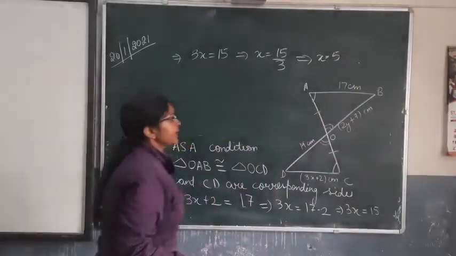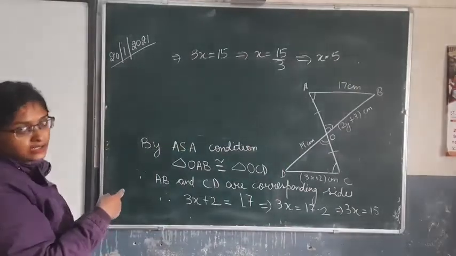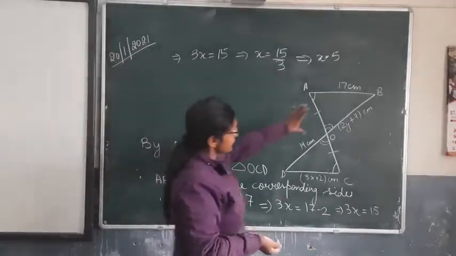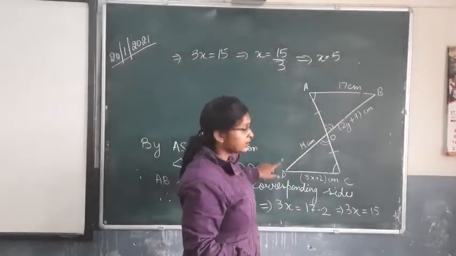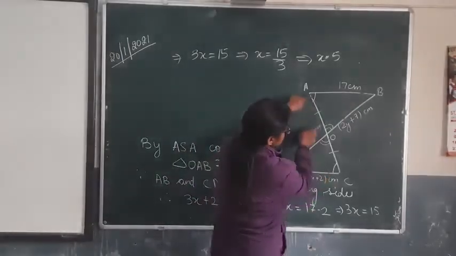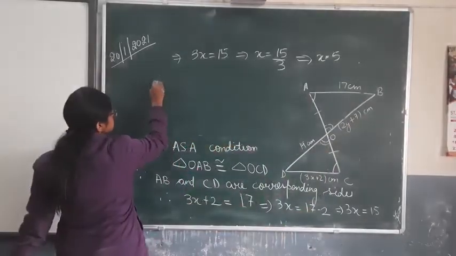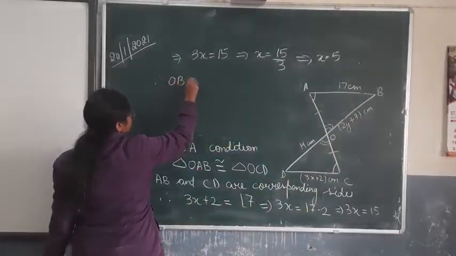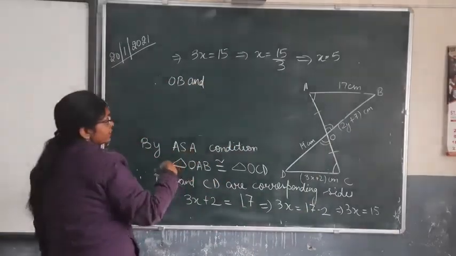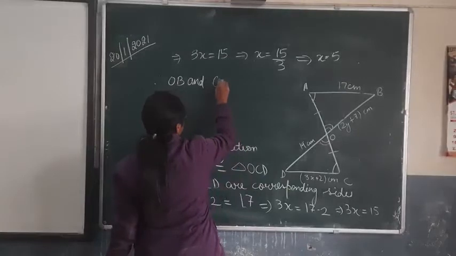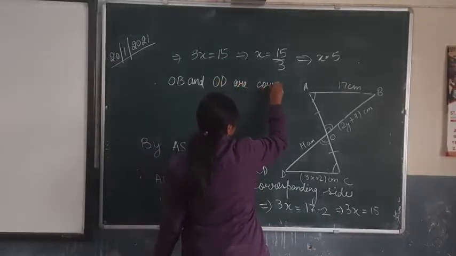For the value of y here, OB and OD are corresponding sides. This OB and this OD are corresponding to each other, right? Why are they corresponding? This corresponds to this, so this will correspond to this. So here we will write since the triangles are congruent, so the corresponding sides will be equal. OB and OD are corresponding sides.